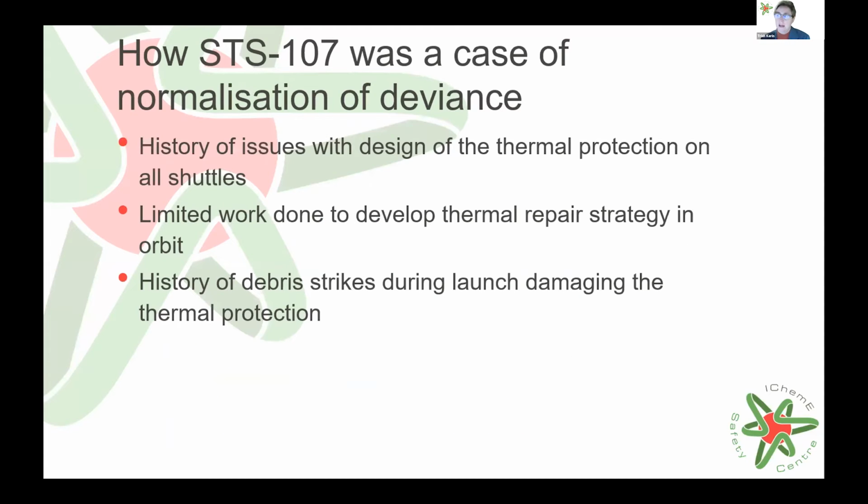So if we think about the history of how that happened, there was a lot of history of incidents where the shuttle got hit. There was very little work done to try and learn how to fix a tile if it got damaged, though. So they couldn't have fixed the tile even if they knew it was damaged. And there was some history of the tiles being broken and causing safety issues for them.